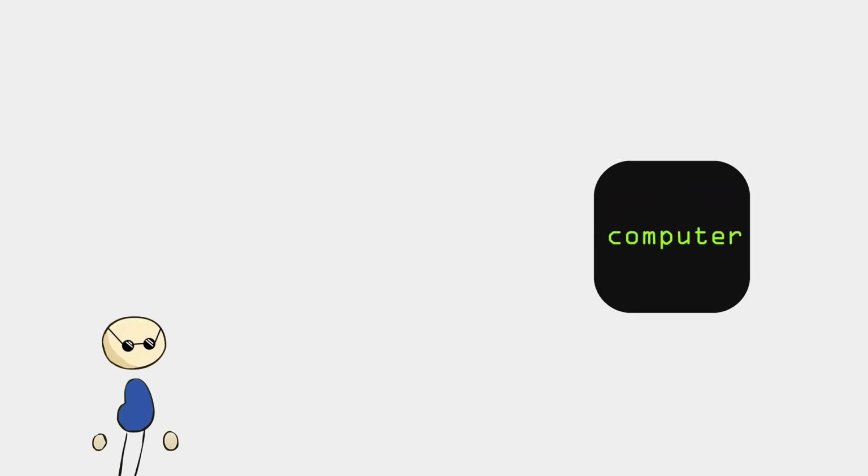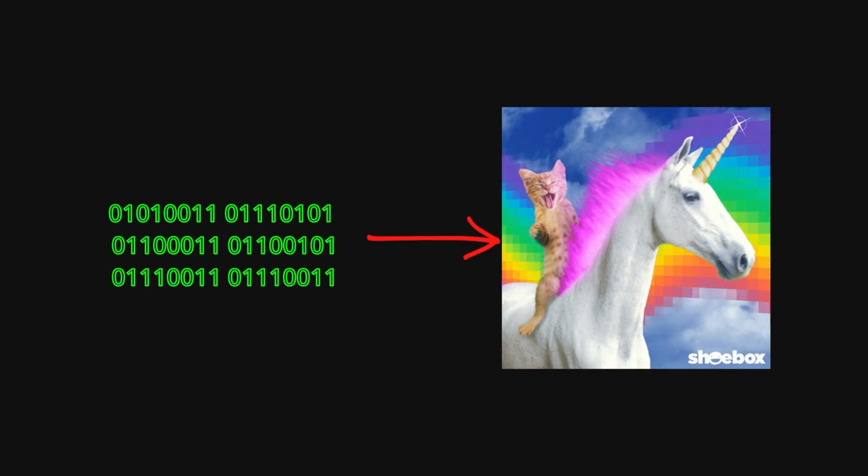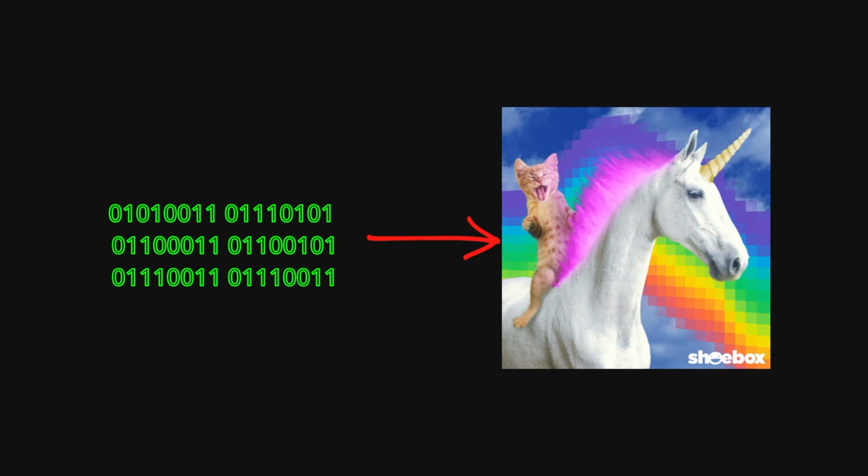You probably know that computers don't understand human language, but only zeros and ones, which means binary. But does this even make sense? I mean, you can't make silly GIFs with just zeros and ones, right?